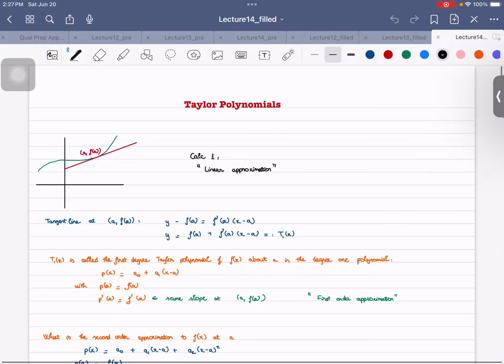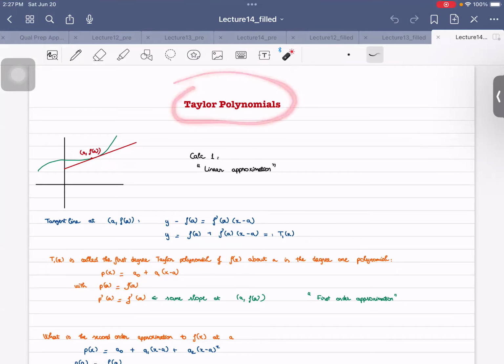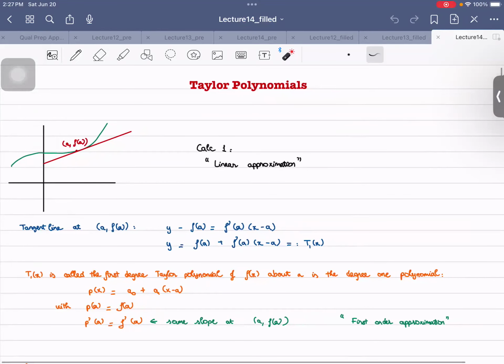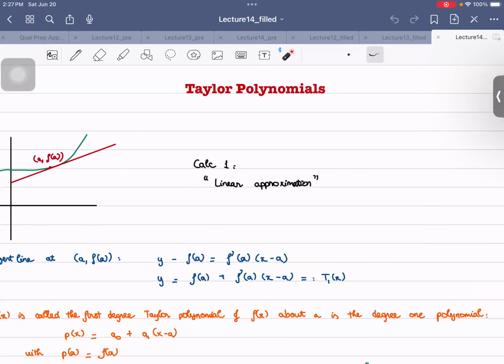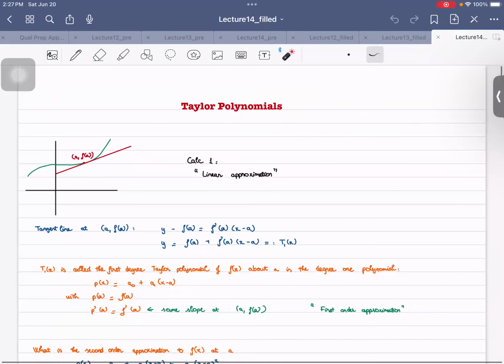And for short, I would say that the Taylor polynomial is just the function approximation, but is a little bit better than the linear approximation that you have already learned in calculus one. So if you still remember in calculus one, after you learn about derivative, some of the questions ask you to write down the tangent line.